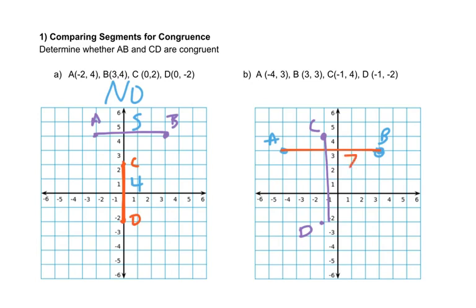So A to B is 7, and C to D, I know I kind of got off there a little bit on my line, 1, 2, 3, 4, 5, 6. So no, these are not congruent as well, because one's 6 and one's 7.